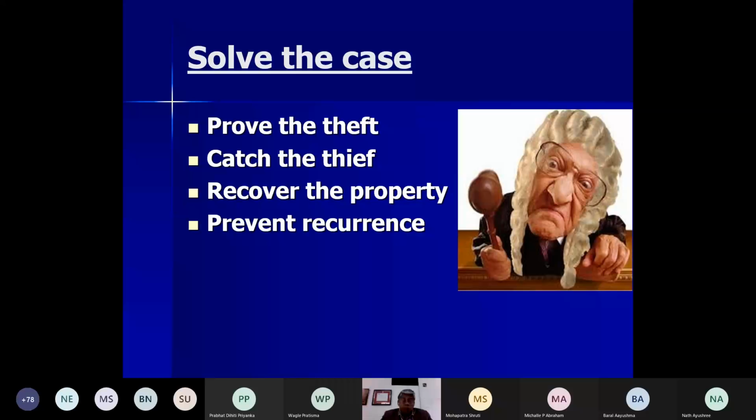And that prevention could be many ways. The community medicine people would have told you primary prevention, secondary prevention, tertiary prevention. So various ways in which it can be done.